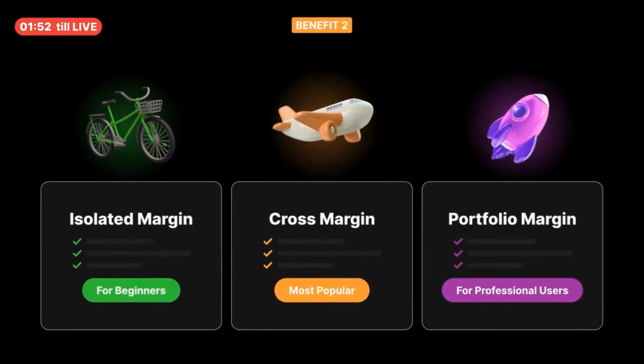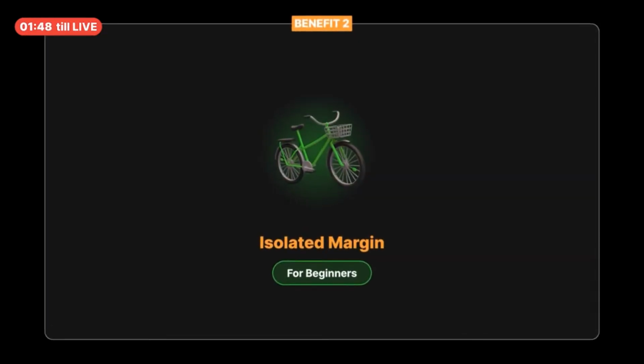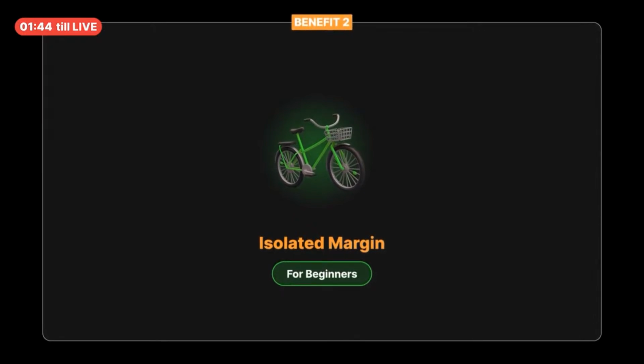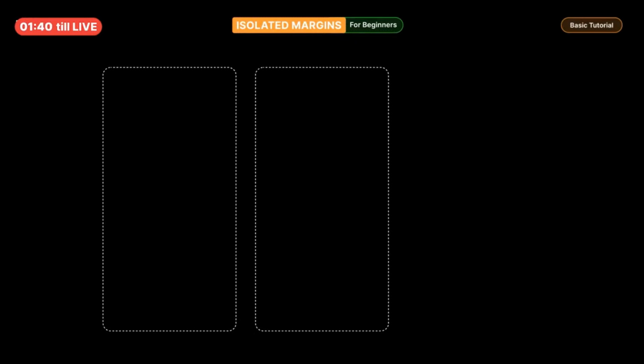Benefit 2. You can choose from 3 margin modes, each designed for your level of trading. 1. Isolated margin. This mode isolates the risk of each position. A mistake in one position will not affect your entire account.